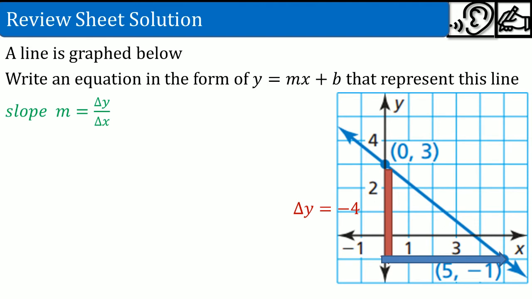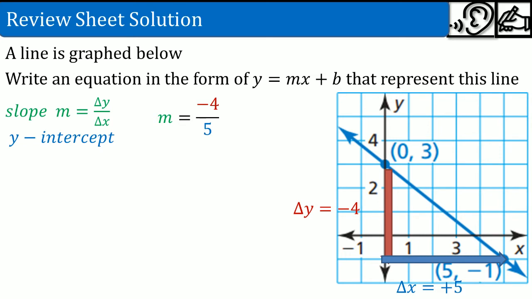Okay, how much is it going to the right? We count 1, 2, 3, 4, 5. So we would say delta x is equal to 5. All right, so you plug it into the slope formula. m is equal to -4/5.